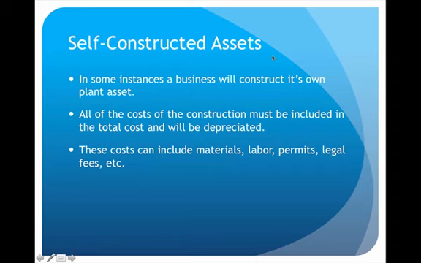Now, in addition to purchasing, it's also possible from time to time that we might actually construct our own plant asset. So we could build our own building, we could assemble our own equipment. Many times we will do that. Now, there's going to be lots of costs that are included. The cost of the materials, the cost of the labor, the cost of the permission and the permits, all those things are pretty obvious costs. And obviously, all of those would be added in.